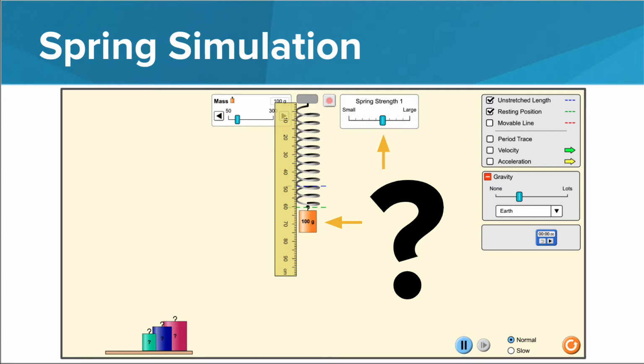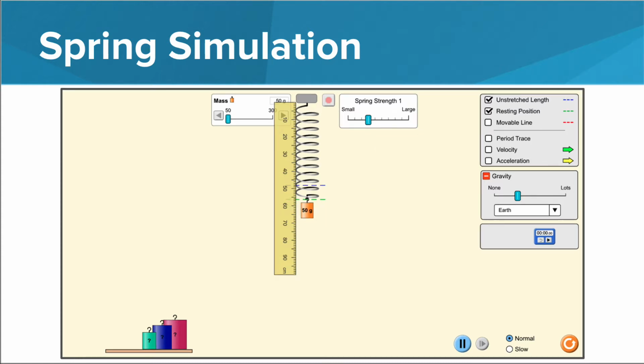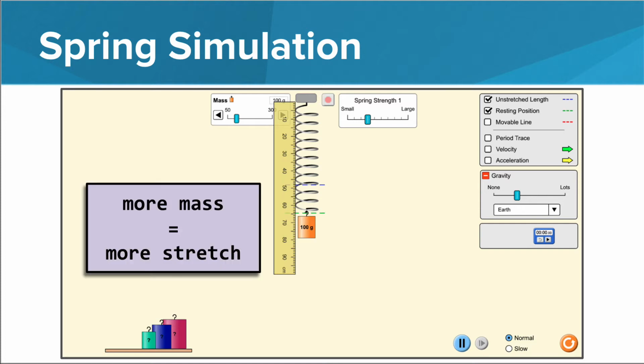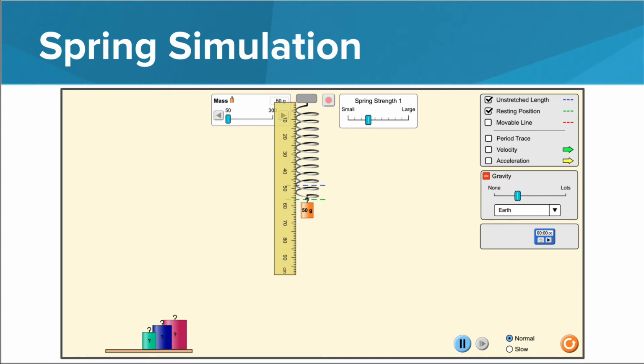To scientifically test a property of spring stretch, we need to only change one variable and leave the rest the same. Let's go back to our 50 gram situation. At 50 grams and spring strength of 1/3, the spring is at the 56 mark. Let's now change only the amount of mass, increasing it again to 100 grams. Aha! Now we can confidently conclude that by adding more mass to the weight, the spring stretch increases. No other variables changed. So the increase in stretch, which is at 64, can only be attributed to the increase in mass.